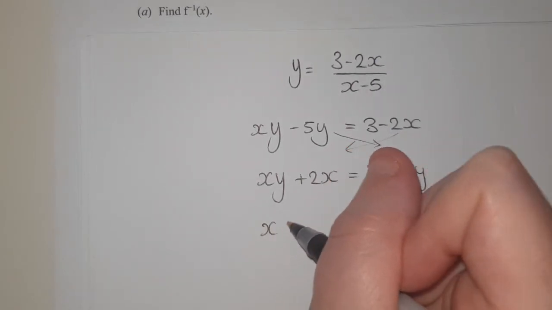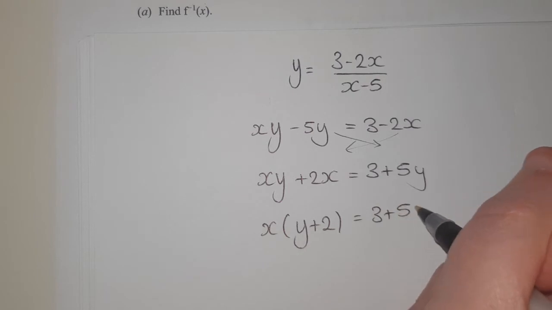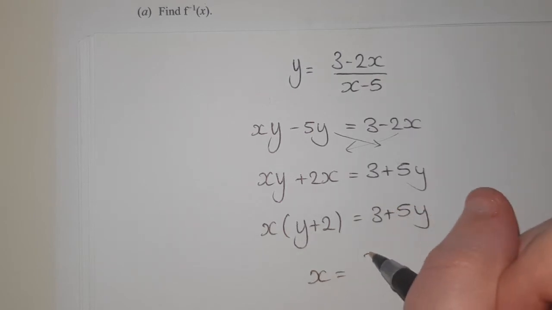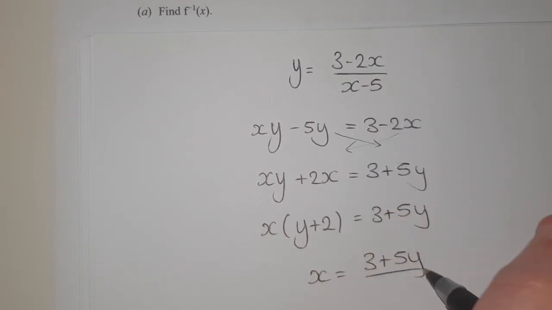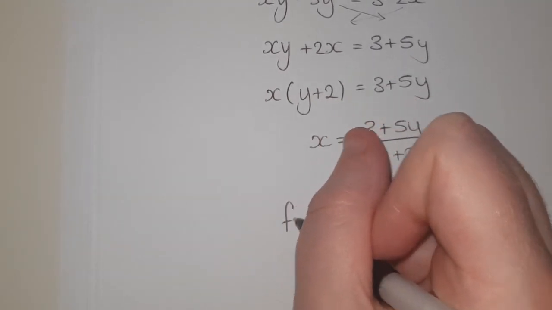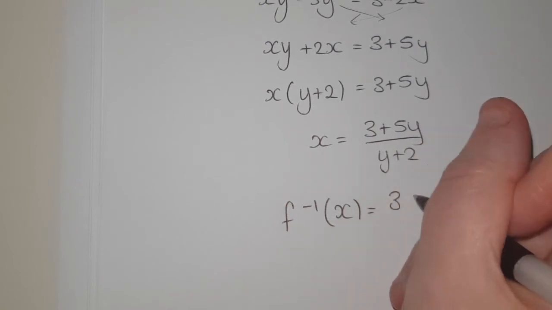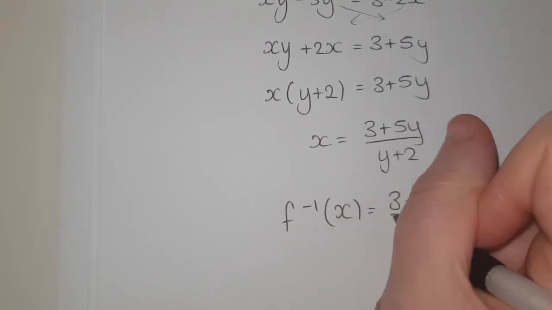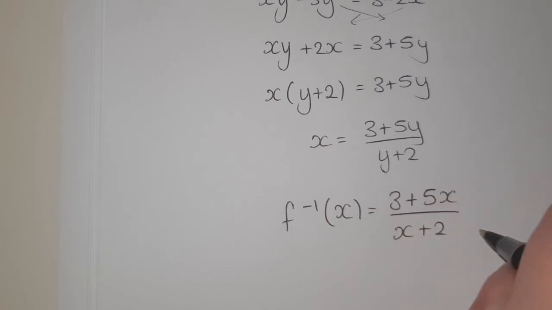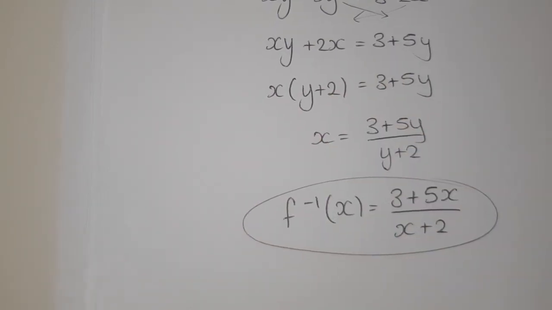That means I can factorise the x out and divide by that bracket to give me 3 plus 5y over y plus 2. Don't forget to write that as your actual inverse function. So f to the minus 1 of x is, now you switch the letters back, 3 plus 5x over x plus 2. And that's it. You've got your inverse function. It's just switch letters and rearrange.